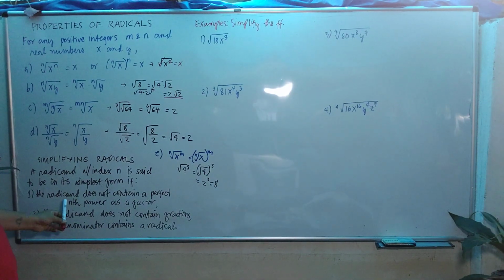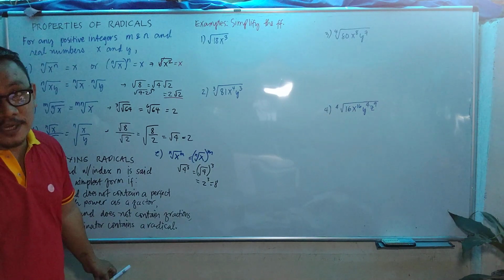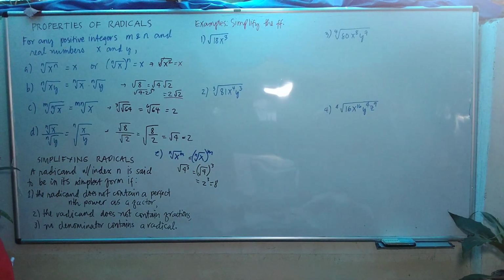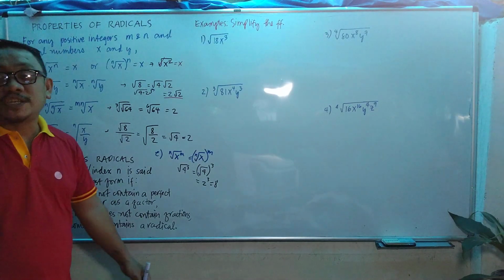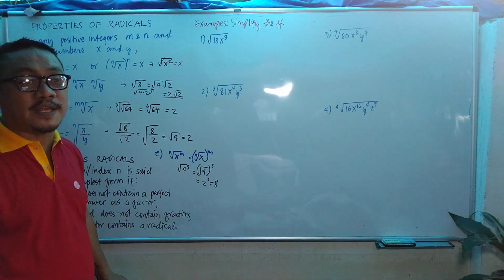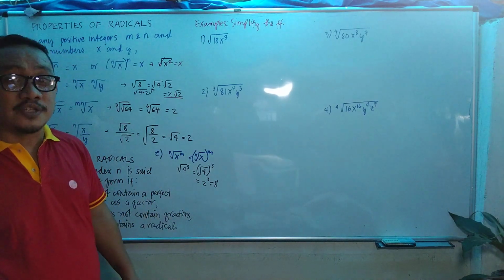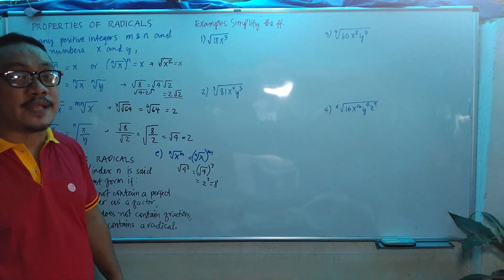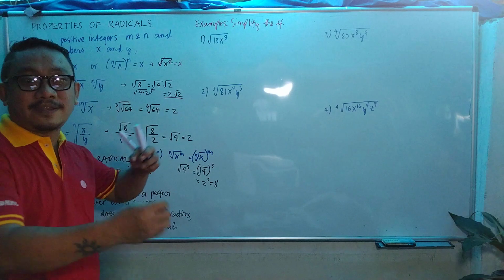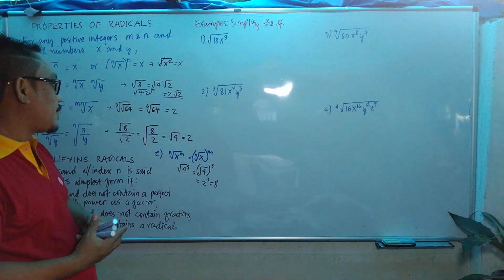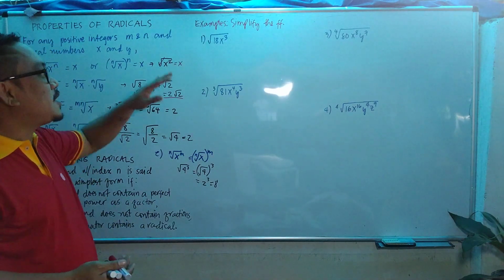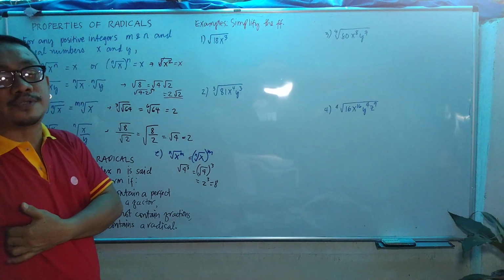Number 2, the radical does not contain fractions. Of course, there should be no fraction. Number 3, no denominator contains a radical. So, if the denominator contains a radical, it is time for rationalizing the denominator, which we can introduce later. Okay. So, let's move on to these examples.